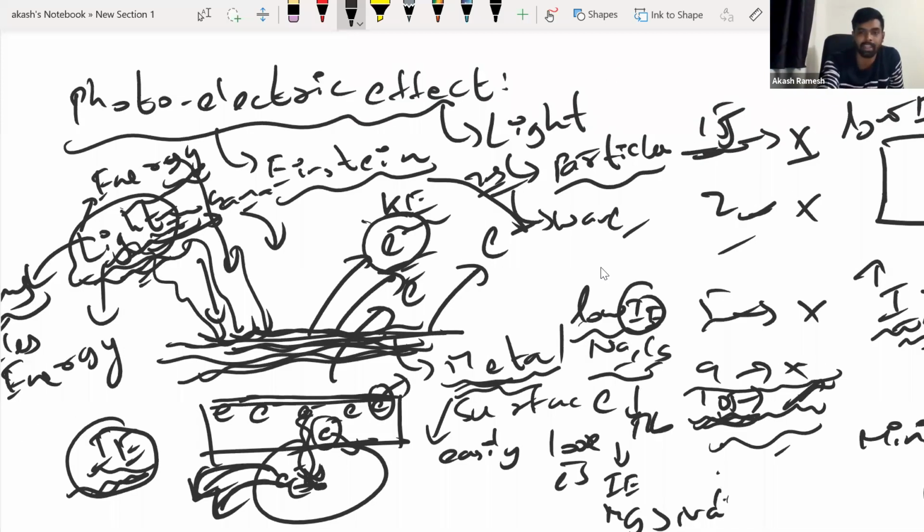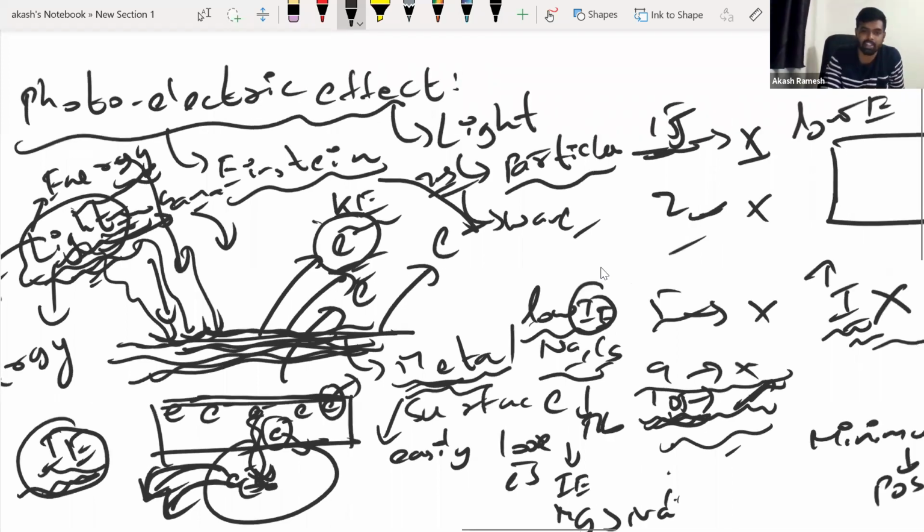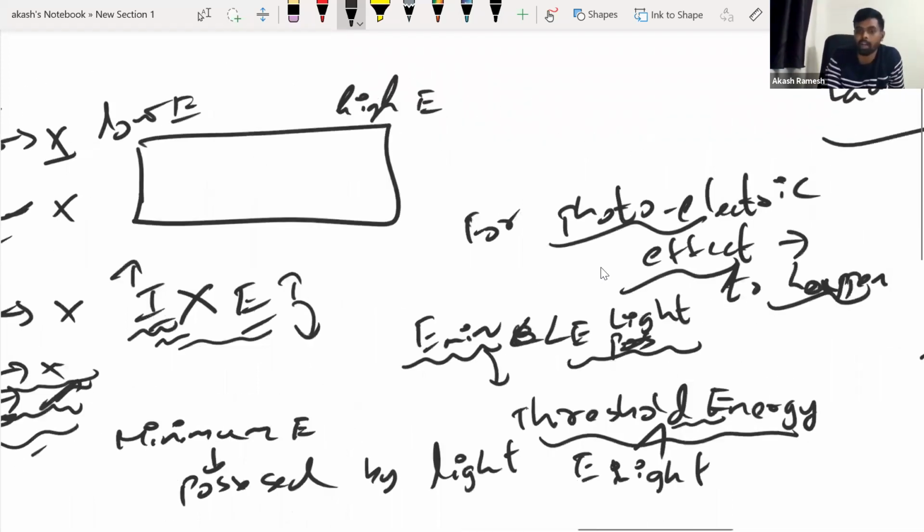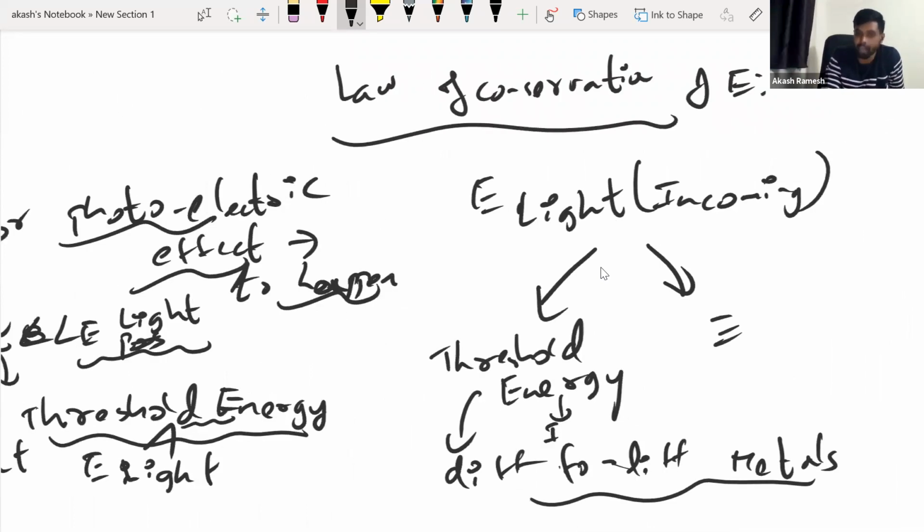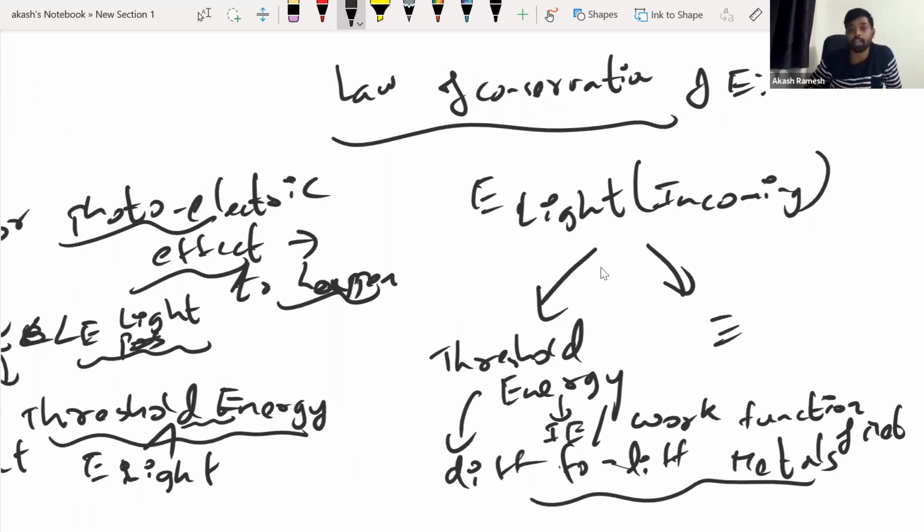So I would say this threshold energy, you can even write it as ionization energy. Or you can write it as threshold energy or ionization energy, or if you want another technical term, this can also be called the work function of the metal. So we have three terms now. Threshold energy is nothing but the ionization energy, or it is also called the work function of the metal.